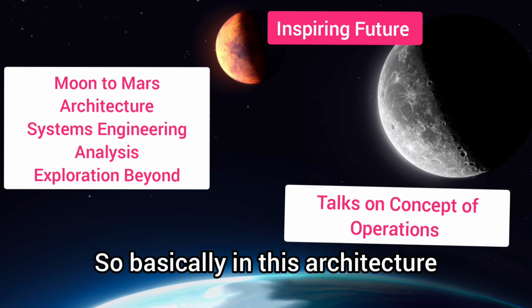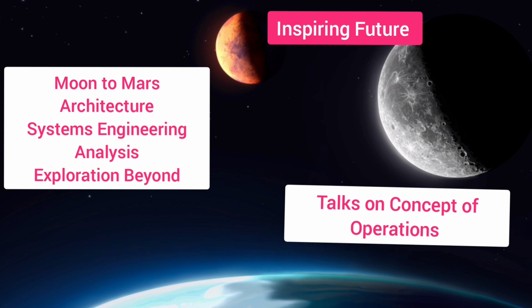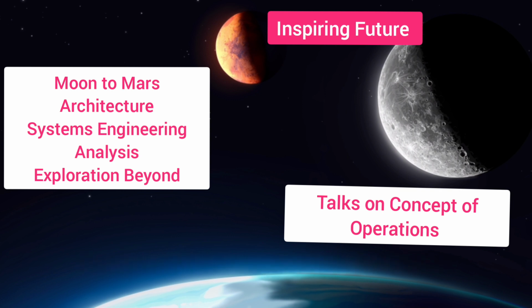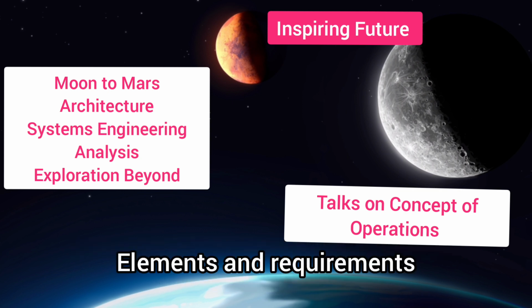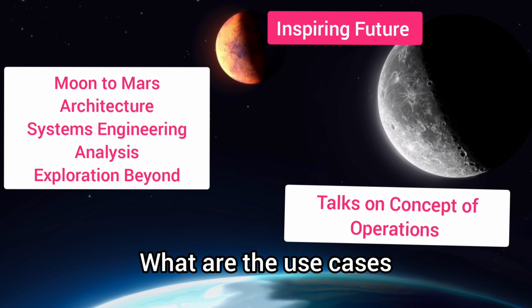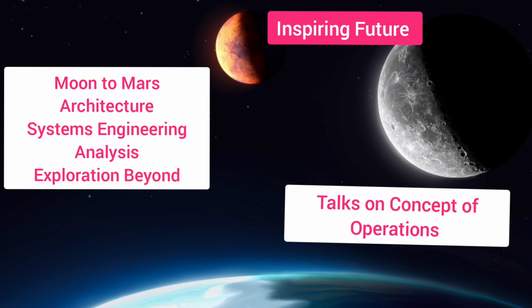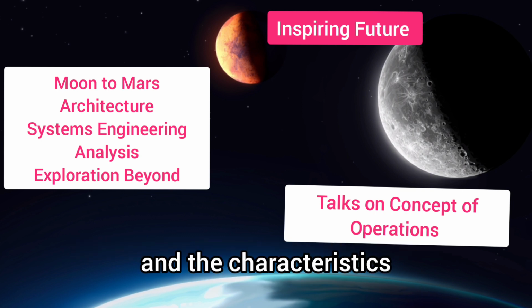Basically, this architecture is a combination of different things. Design reference missions or concept of operations. We have DevOps for software development, but as this is the Moon to Mars architecture concept, it's called concept operations. Elements and requirements. What are the requirements for these particular operations? What are the use cases? What will be the use cases starting from here to go to Mars and come back? All those things. Operations executed to produce the desired needs and characteristics.